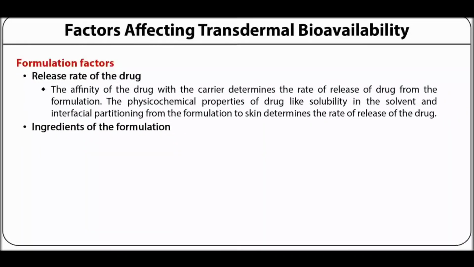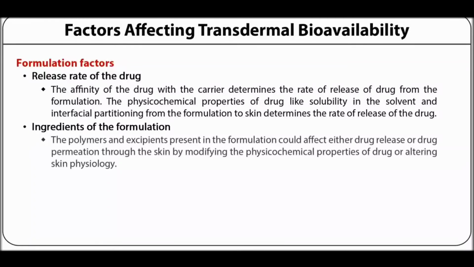Ingredients of the formulation is the next important factor. The formulation primarily consists of the polymers and the various set of excipients. These are present in the formulation and finally decide or affect the drug release or the drug permeation through the skin by modifying the physicochemical properties of the drug or altering the skin physiology.